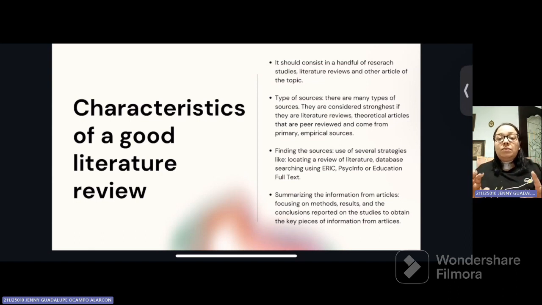And also, we need to summarize information from the articles. This time, the literature review is going to focus just on the methods, the results, and the conclusions reported in the studies to obtain the key pieces of information from those articles. So we're going to start discriminating all the information, and collect just the data that we need to have our good literature review.